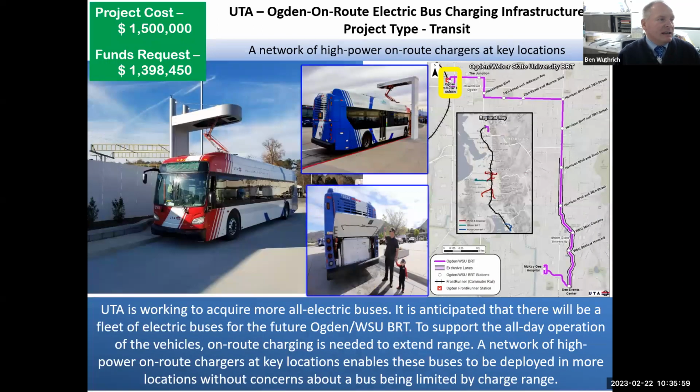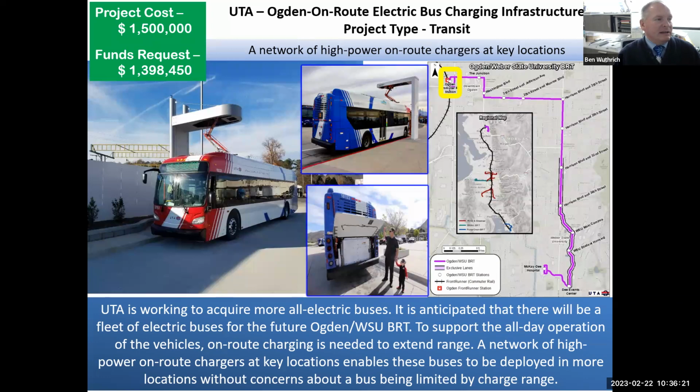The next project is the UTA request for the on-route electric bus charging infrastructure for their electric bus network. This project is estimated to cost 1.5+ million, or 1.5 million. The funds being requested is 1.3+ million.